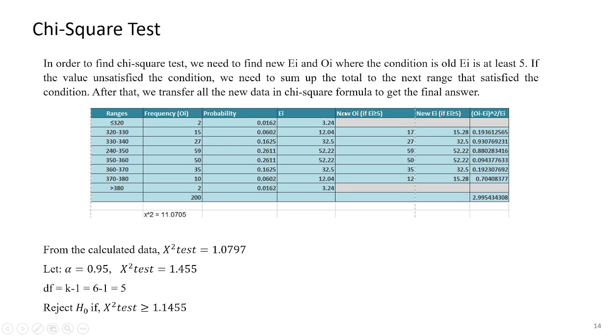So we will be doing the chi-square test. In order to find the chi-square test, we need to find new EI and OI where the condition is that all EI is at least 5. If a value does not satisfy the condition, we need to sum up the total into the next range that satisfies the condition. After that, we will transfer all the new data into the chi-square formula to get the final answer.